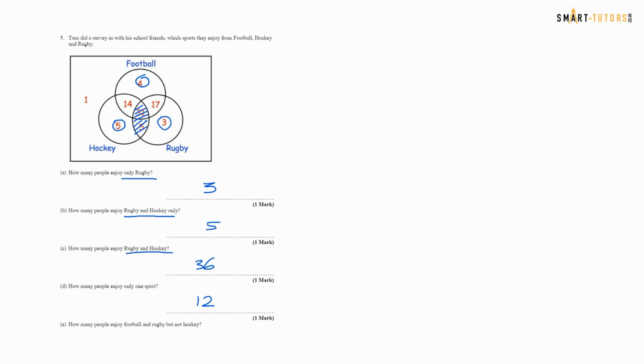Last question. How many people enjoy football and rugby but not hockey? There is football and rugby in this region, not hockey. So 17 is the answer. 17 people like football and rugby, but they are not part of the hockey circle. So the answer for the last question is 17. They enjoy football and rugby, but not hockey. That is the answer for question number 5.